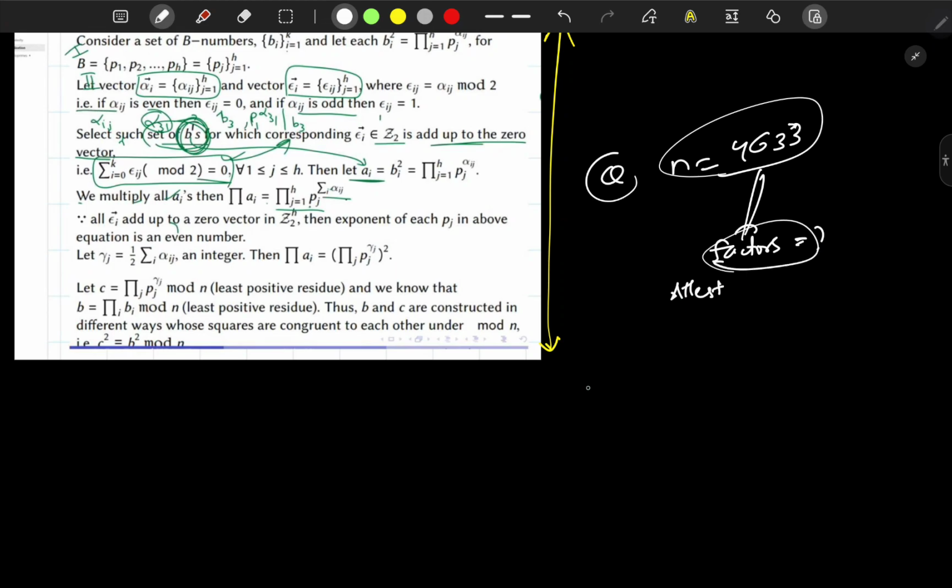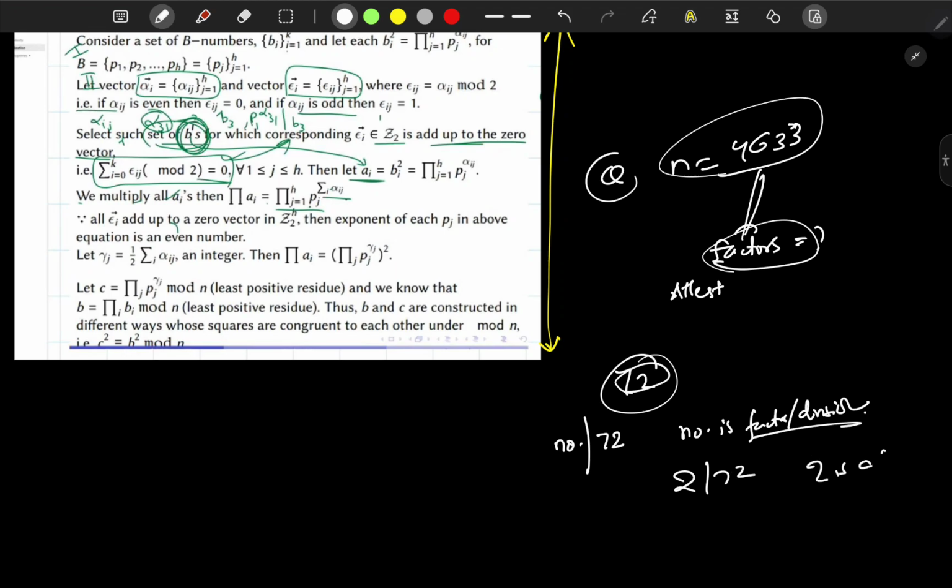What do you mean by factor? Coming back to basics, say I have the number 72. A number which divides 72 is called a factor or divisor. These terms have the same meaning. So 2 divides 72, so 2 is a factor.